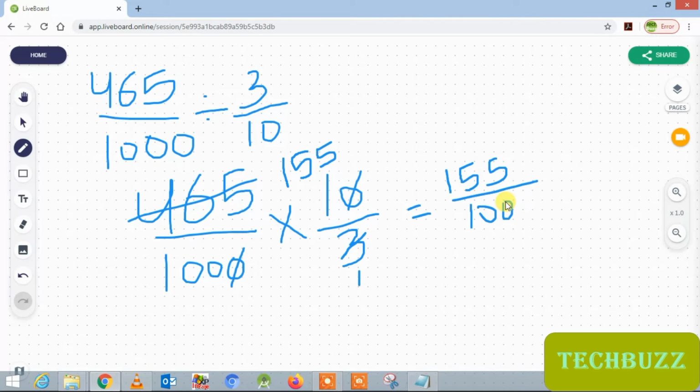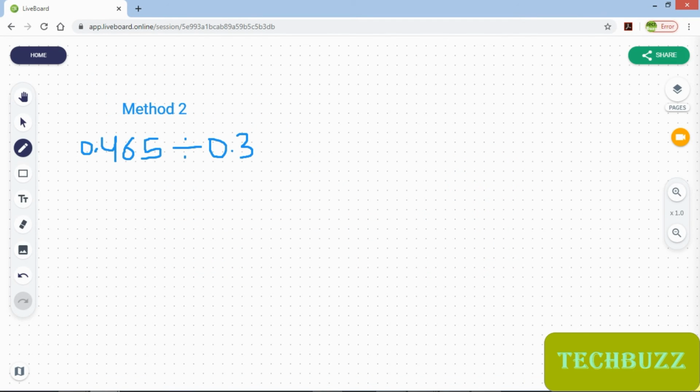Now it's easy to convert this fraction into a decimal. How? As we all know, if the decimal is not written in a number, the decimal is present at the end of the number. So the decimal is here. If we cut these two zeros, the decimal will move one place and the second place. So the answer of our division is 1.55. Is it easy now?